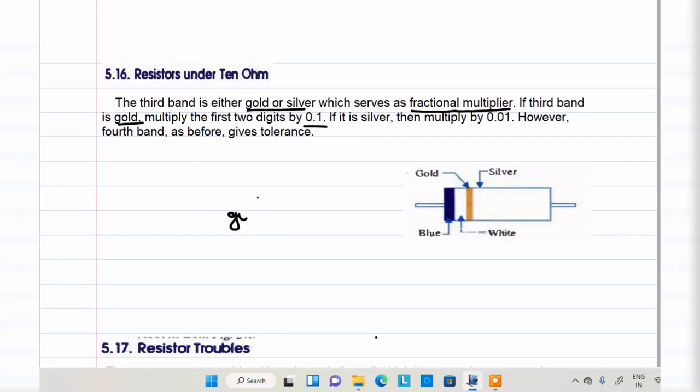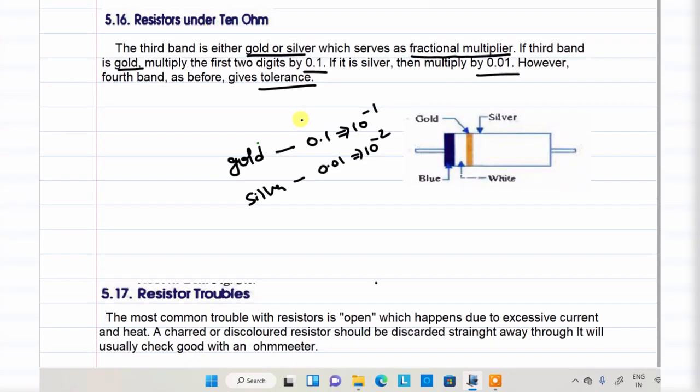If the third band is gold, what is the multiplier? It is 0.1, which means 10 power minus 1. If the third band is silver, the multiplier is 0.01, equivalent to 10 power minus 2. However, the fourth band, as before, gives the tolerance. The fourth band may be gold, silver, or no color, and it gives only the plus or minus tolerance. In the special case where the third band is gold or silver, the multipliers are fractional, 10 power minus 1 and 10 power minus 2. You need to remember that point.